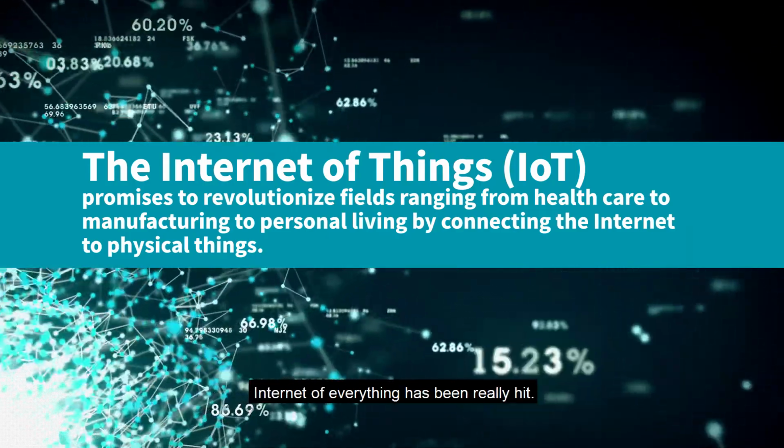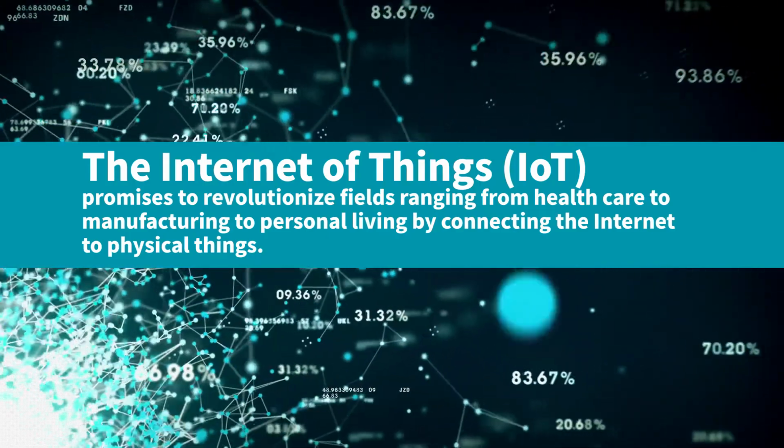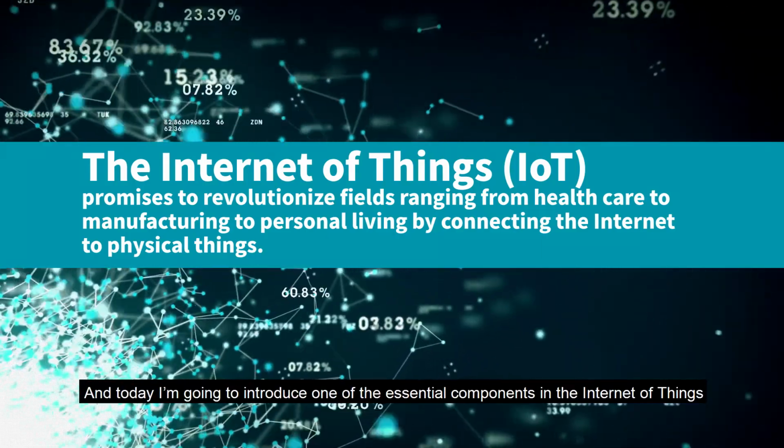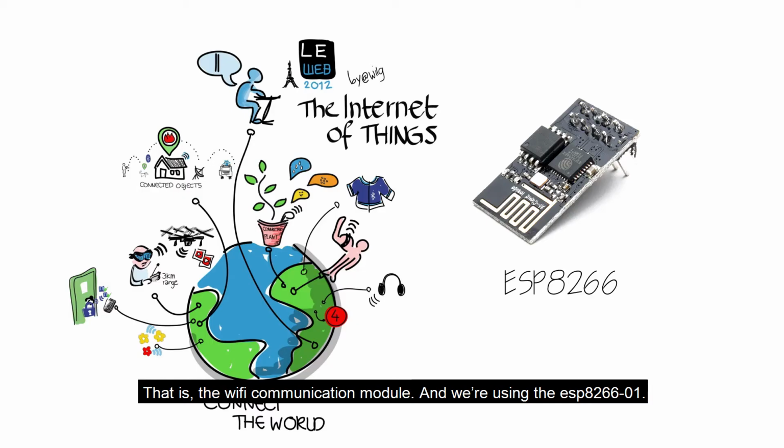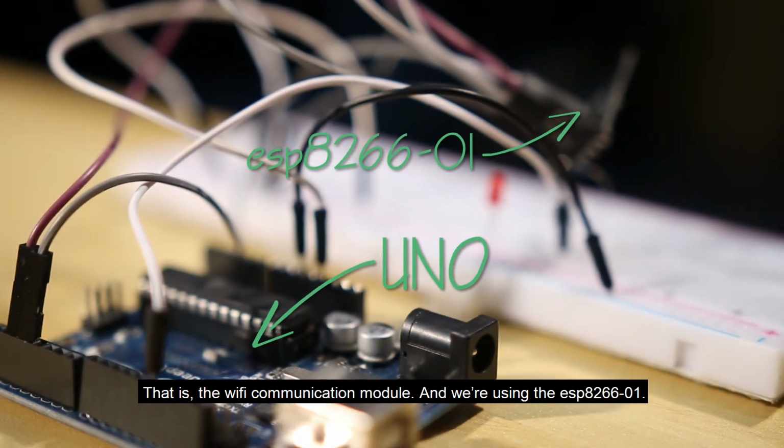Hello everyone! Recently the concept Internet of Everything has been really hot, and today I'm going to introduce one of the essential components in the Internet of Things, that is the Wi-Fi communication module, and we're using the ESP8266. This is the circuit diagram, which is drawn by Fritzing.